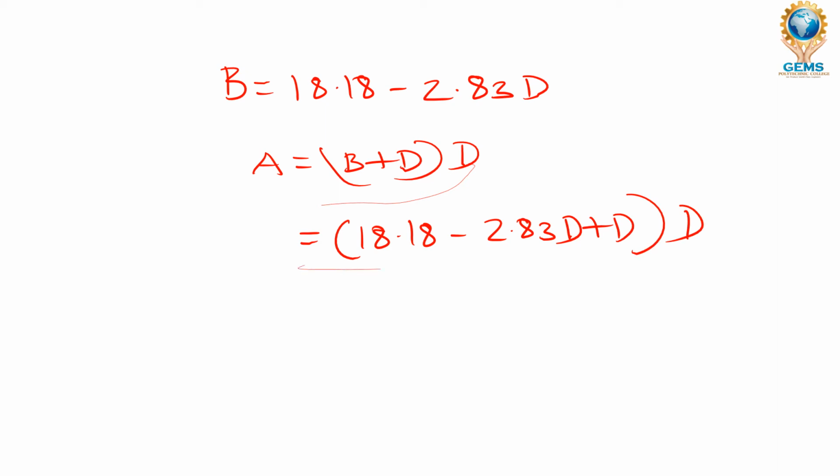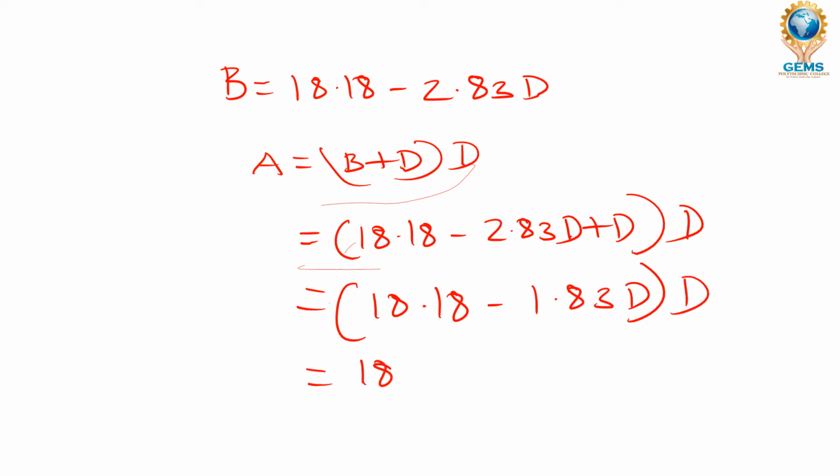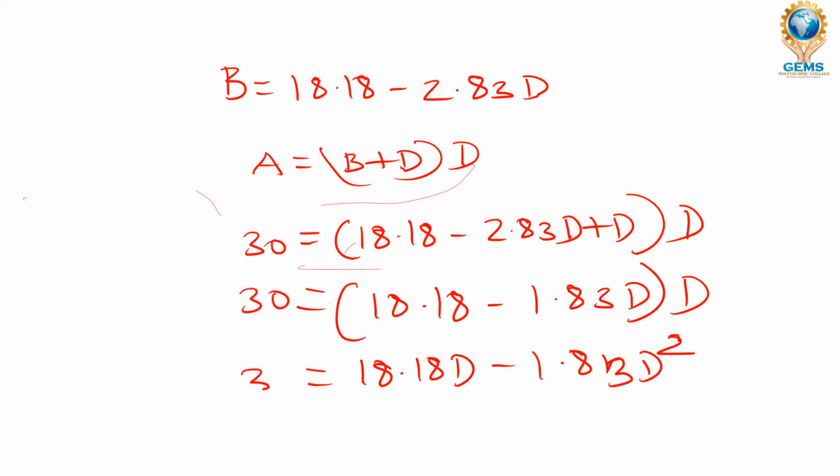Now we are going to bring d inside. First we are going to subtract the like d values, that is 18.18 minus 1.83 d, right, into d. So 18.18 d minus 1.83 d squared. This is our value, and you also know what the A value is, which is 30, right? It will be on the left side. So you are going to form a new equation according to this.